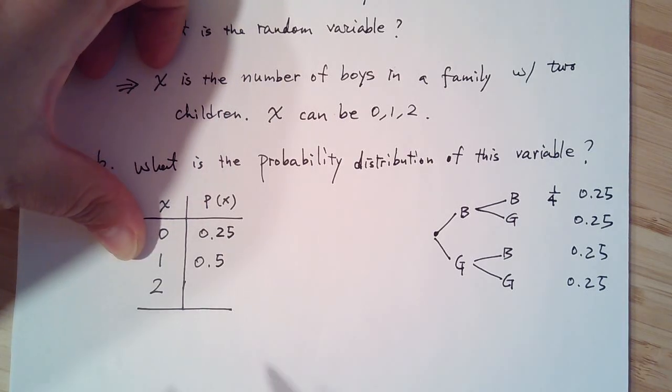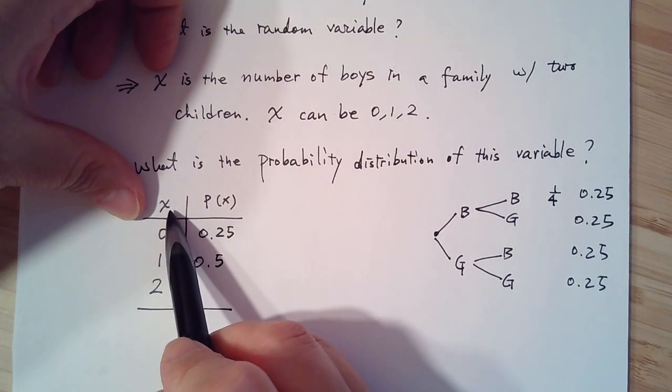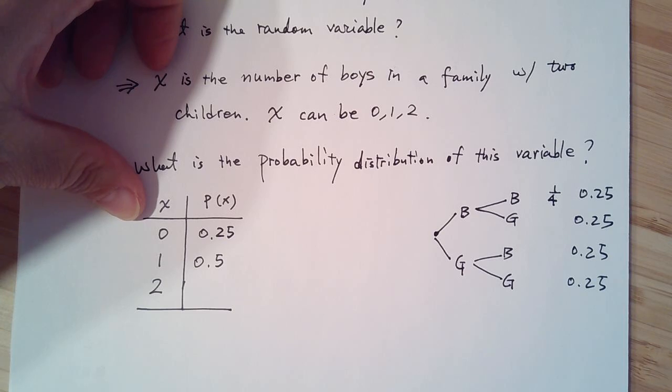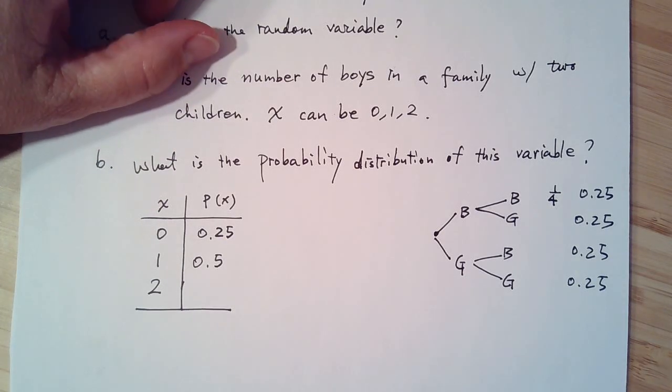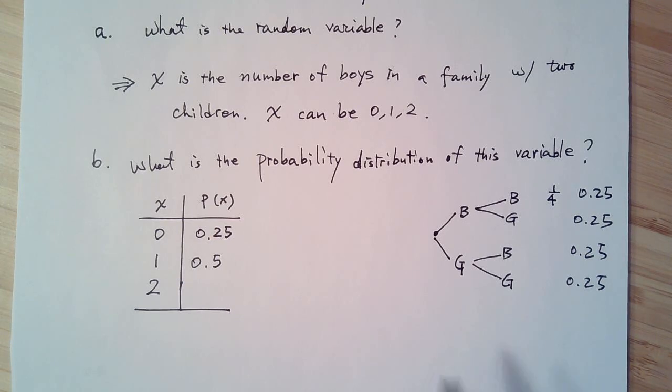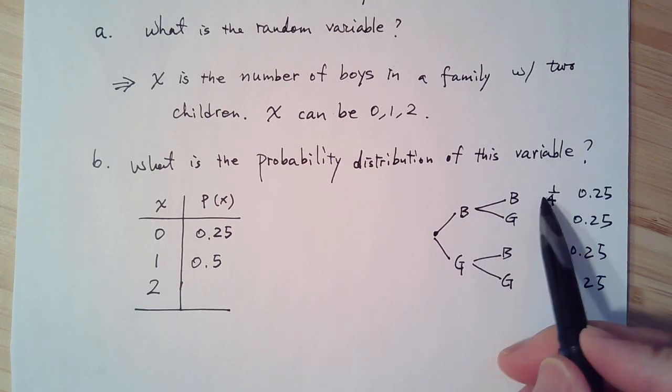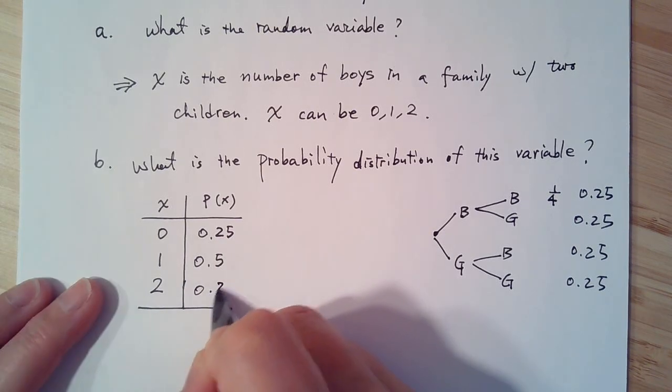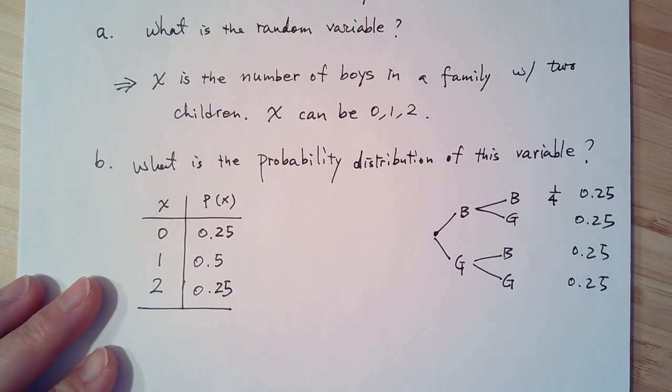What is the probability that x equals 2? If you translate to English, it is the probability that there are two boys in a family with 2 children. That is 0.25. Now we identify the x values, and we also find the probability of each of them. Now let's see, can we determine whether this is a probability distribution?